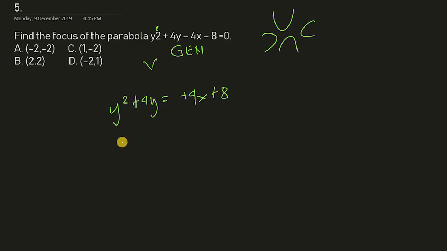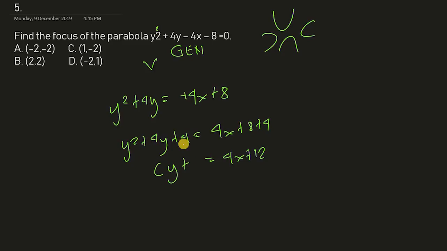Now, i-complete ko yung square dito. Y squared plus 4y. 4 divided by 2, guys, is 2. 2 squared is 4. Kung ano yung in-add ko dito, dapat ko i-add sa other side of equation. So, that's 4x plus 8 plus 4. So, that's basically 4x plus 12. Ito, guys, pwede ko na itong i-factor out. That's y plus, kasi positive yung middle term, square root of 4, that's 2 squared.